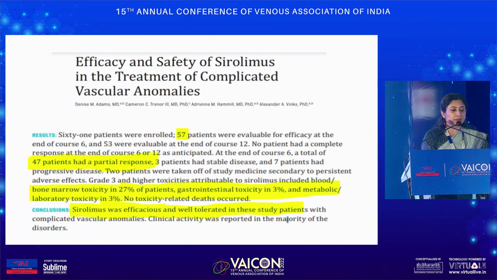There are many reports, one of which says that they've tried sirolimus in complicated vascular anomalies and found that most patients have a partial response. However, they can have bone marrow toxicity, cytopenia, and gastrointestinal toxicity. So though it is extremely effective, you have to monitor for side effects.